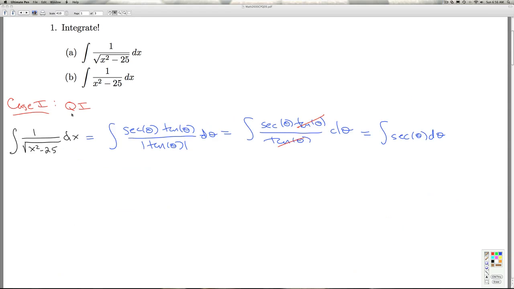All right, so in the quadrant 1 case, the integral I started with becomes this integral. And in quadrant 1, the tangent's positive, which means the tangents cancel, and I'm just left with the integral of secant theta d theta. We have a couple choices for this integral, but one of them is the natural log of the absolute value of secant plus tangent, plus c. To get this back in terms of the x's, I need to remember the substitution. x is 5 secant theta, or in other words, the secant of theta is x over 5.